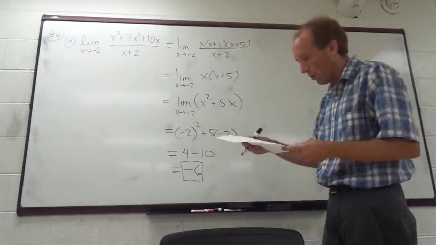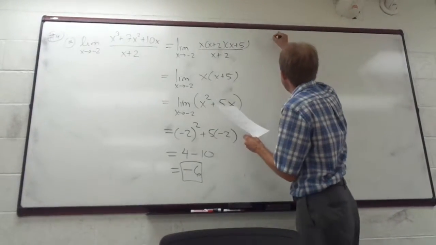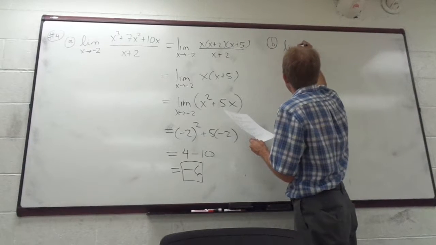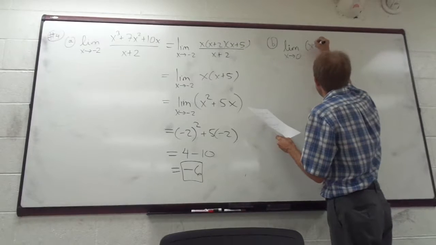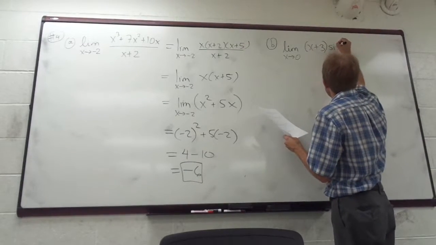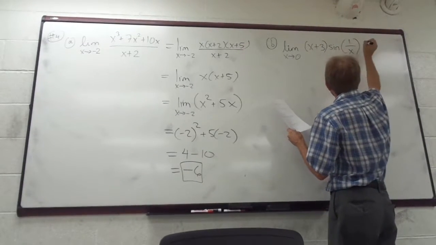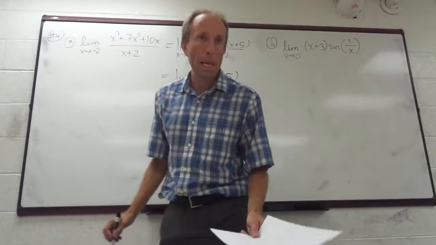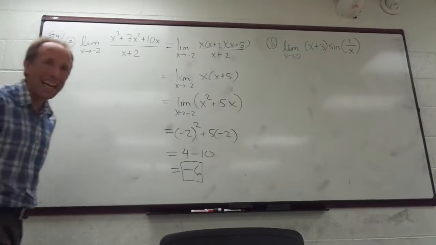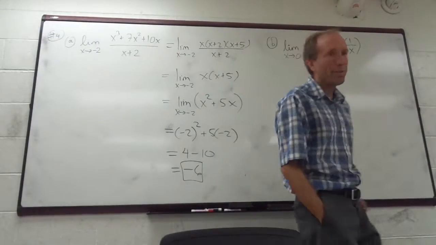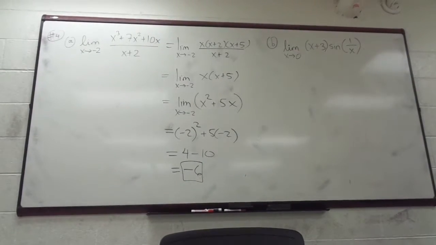Okay, and then we have one more here. Part B, the limit as x approaches 0 of x plus 3 times the sine of 1 over x. This time, you can't factor and cancel like we did on the first example. If you plug in 0 for x, well, you already have a problem there.